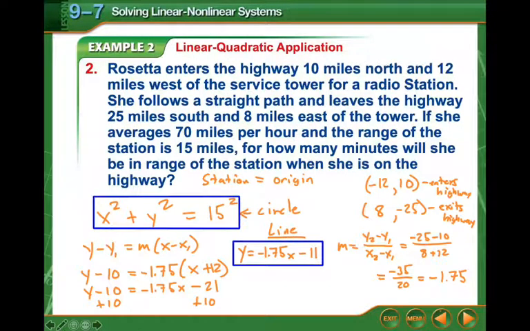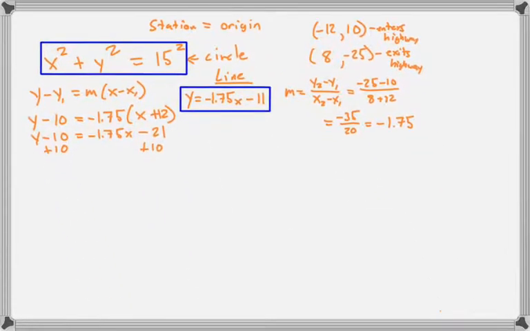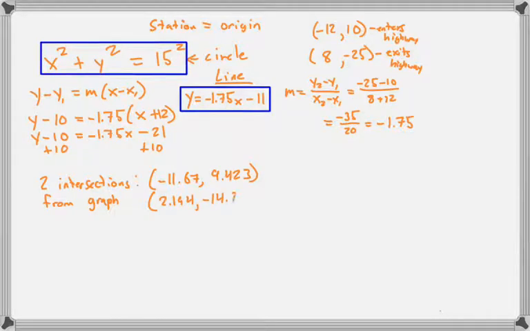So what I'm going to do is wipe this clean. Not really, I'm just going to give myself a little more space. I want to leave all this stuff on here so we know what we're looking at. I'll shift it all up though. So those 2 points we just saw in our graph are at negative 11.67, 9.423, and 2.194, negative 14.839. So now we have our two intersection points.